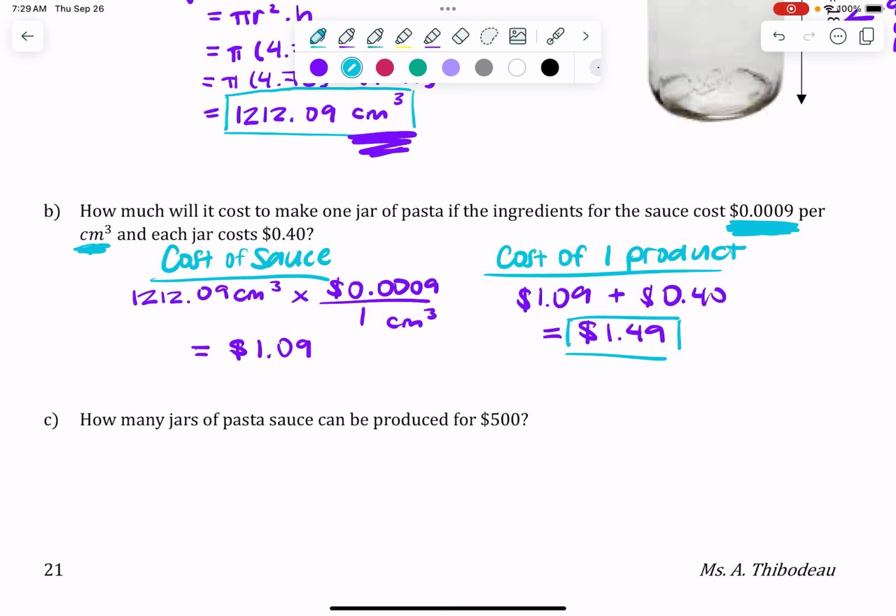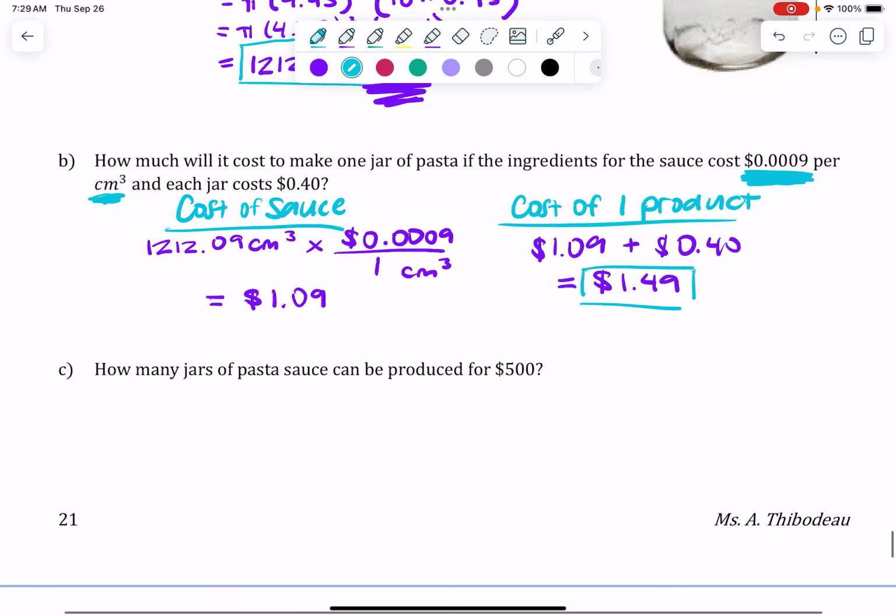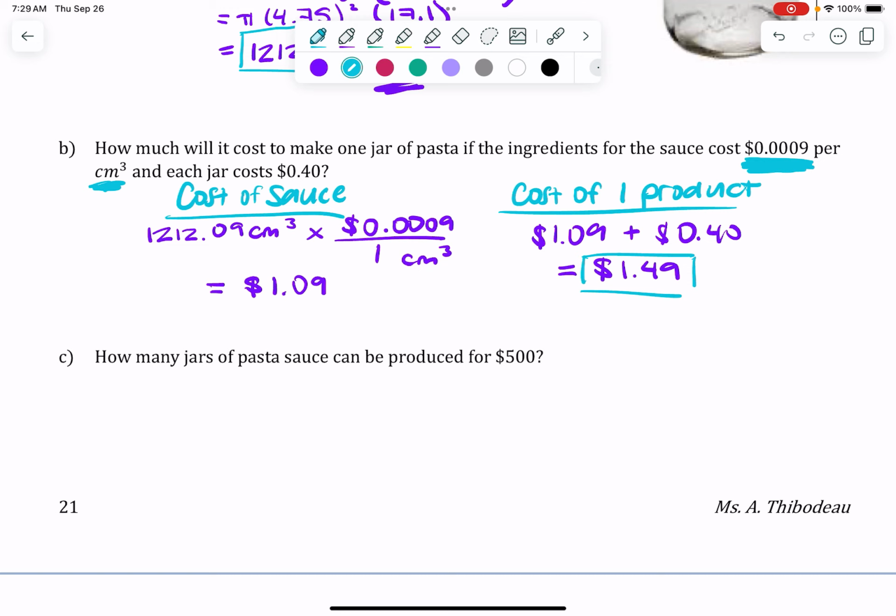Okay, our last question of this 3-part question is just how many jars of pasta sauce can be produced for $500? Well, that's a great question. We're going to set this one up also like a conversion. I have $500. It would be great if I knew how much 1 jar cost. But I do. I know that this $1.49 is the cost of 1 jar.